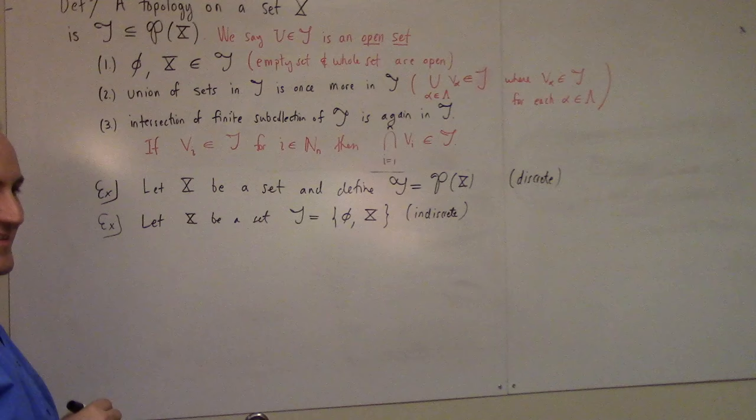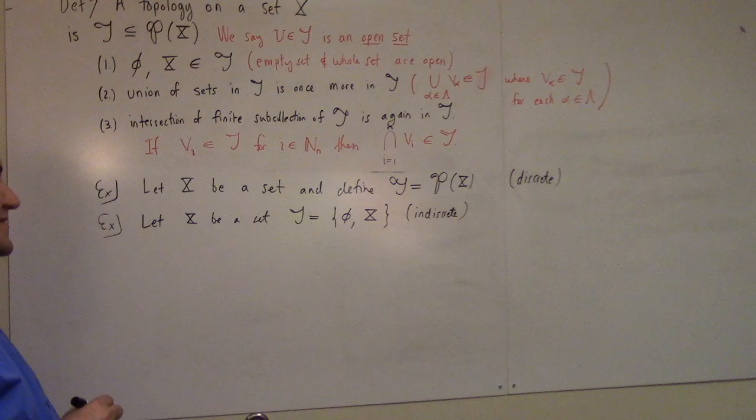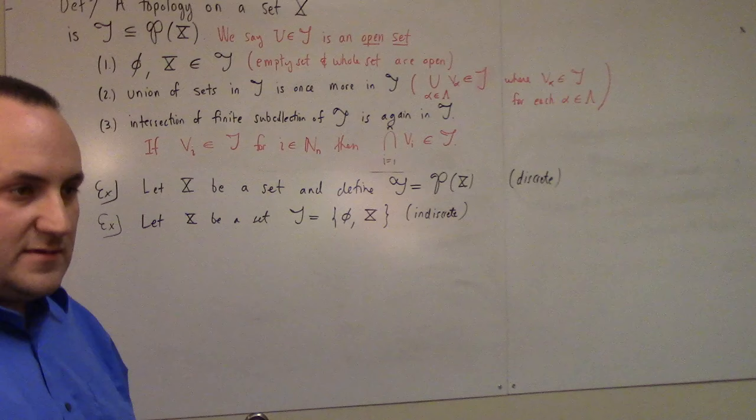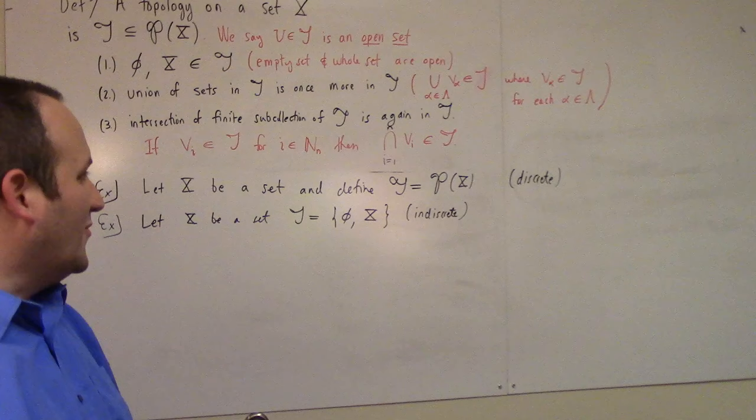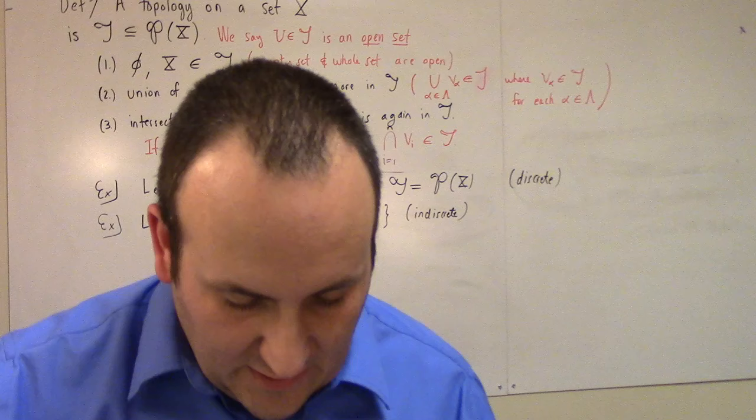Now, the discrete topology is just kind of ridiculous. It says absolutely every possible subset is open. It's very, you know, boring. Yeah, I think boring might be a word. In some sense, it's also at the top of all possible topologies or something. On a given set, you could have different topologies.